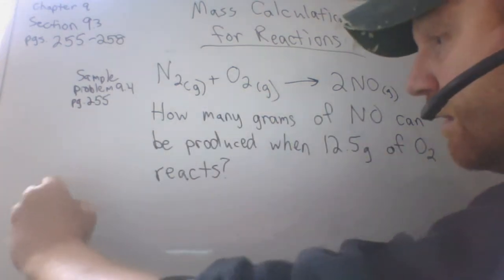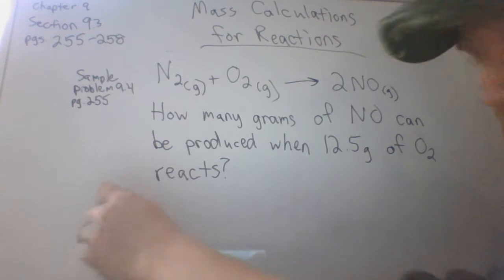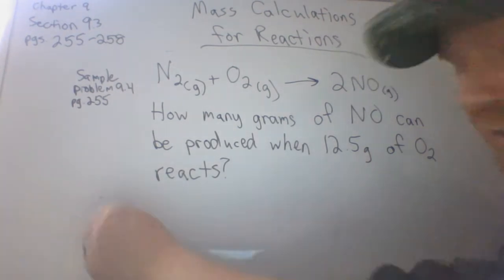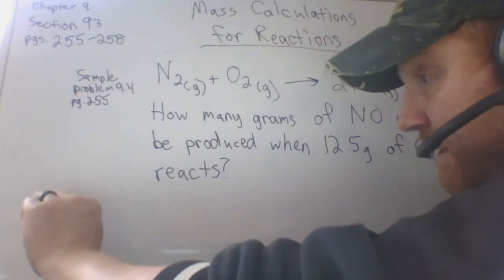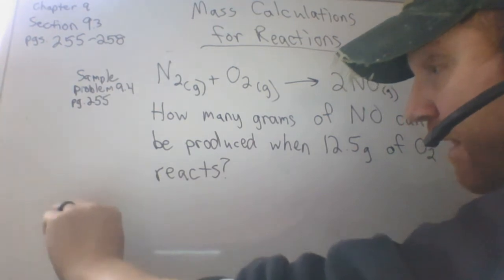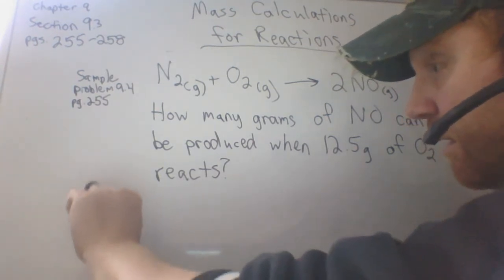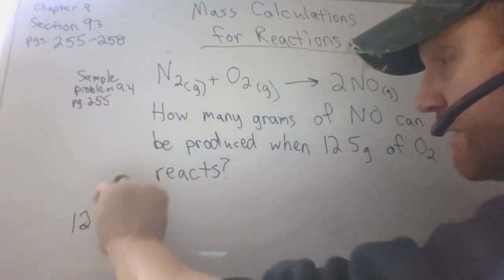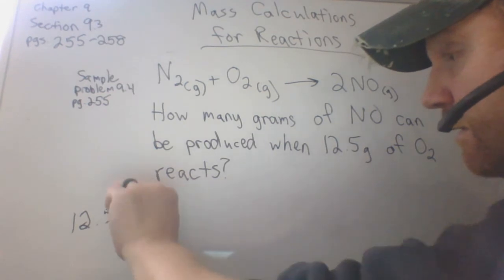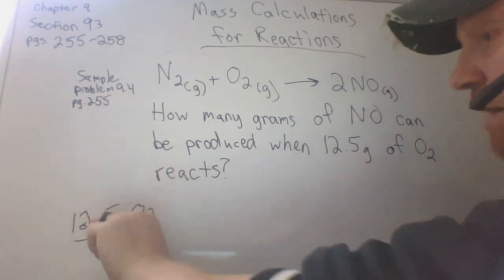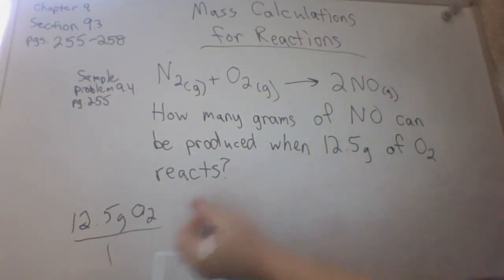I'm probably going to run out of room, but I'm going to do the best I can. I'm sorry if it's messy, but I want this to help. 12.5 grams of O2, that's our initial measurement. We're going to start with that. Put that over 1.